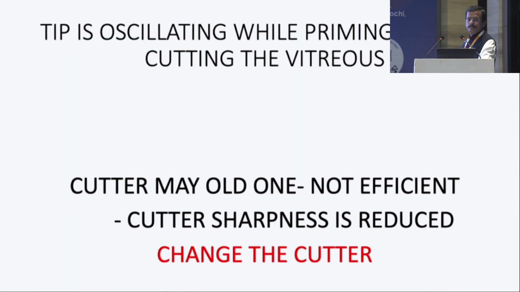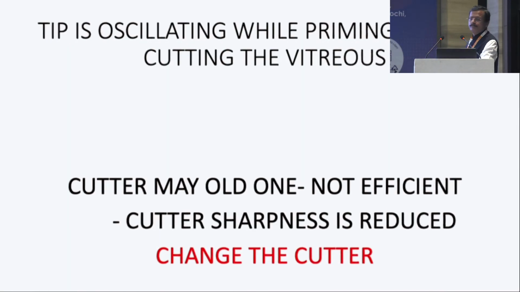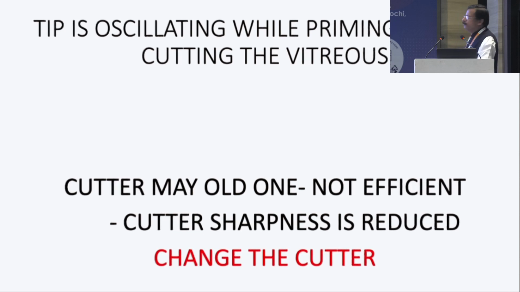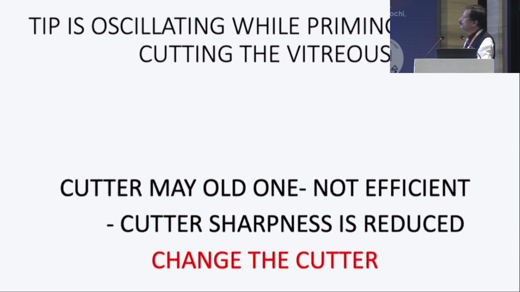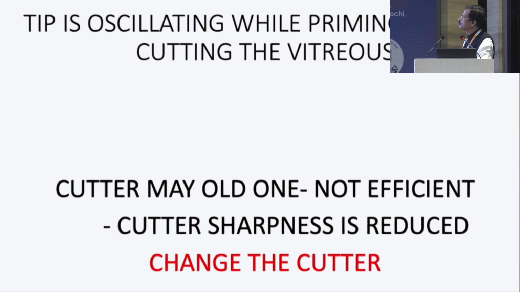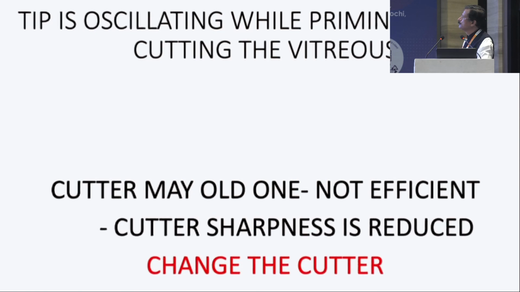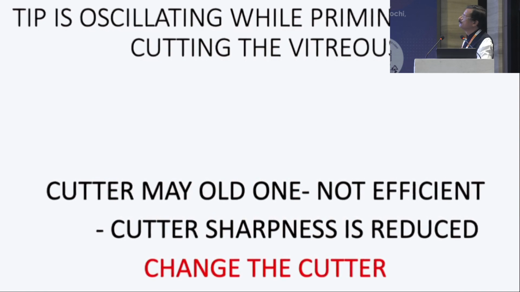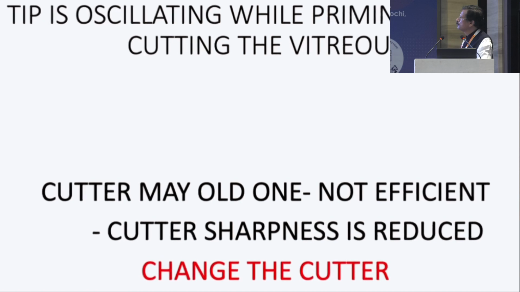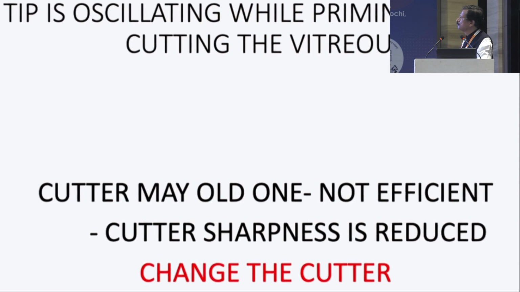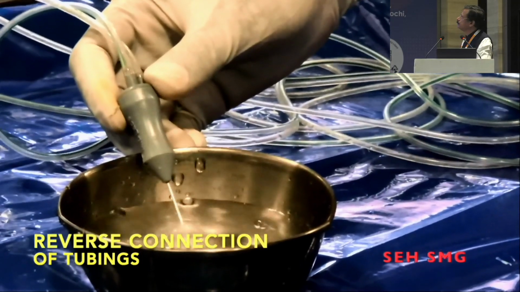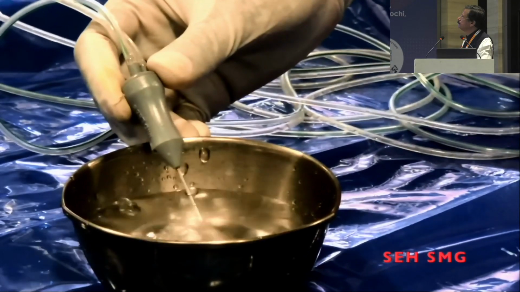The most common problem is when you are priming, the cutter is oscillating, but when you are actually cutting the vitreous, it is not cutting. Probably the cutter may be old and it has lost its efficiency, or the cutter sharpness is reduced. The solution is you have to change the cutter. If the probe is connected the other way, air bubbles will come out.